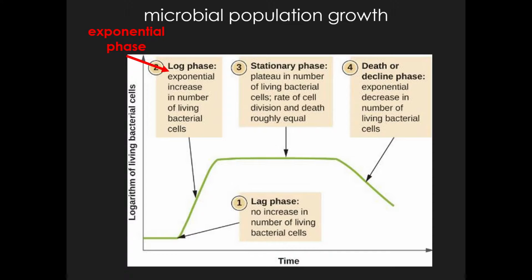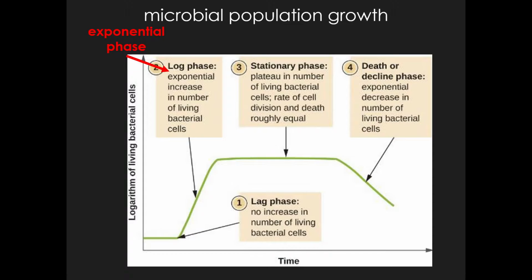Now, that will proceed for a while, but ultimately, the nutrients will become so scarce, the space will become so scarce, the toxic byproducts of metabolism will build up and crowding will occur, and ultimately you will get to the point where more cells are dying than are undergoing binary fission, and so you enter what's called the death or decline phase. And that's a natural phenomenon that happens in a closed environment.